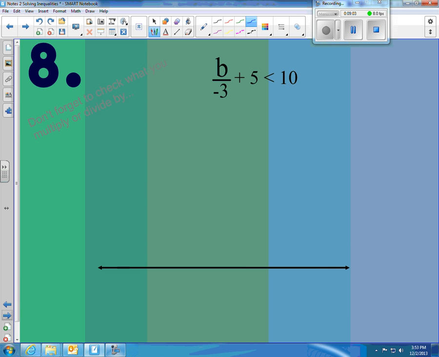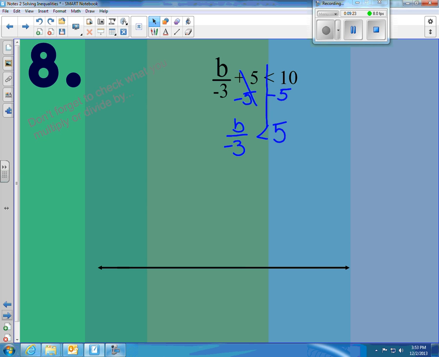Step 3, use addition or subtraction to cancel the constant. So that means this plus 5. That's the constant. So we're going to minus 5. So we get b divided by negative 3. We didn't multiply or divide by a negative, so our inequality stays the same. And now we have that 5.